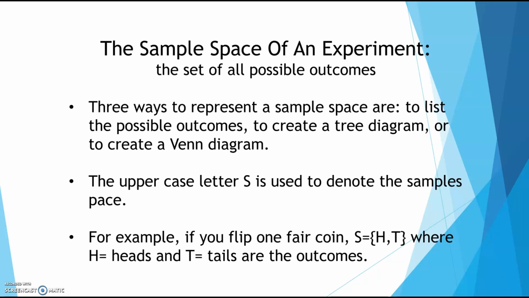Now, something called a sample space is a set of all the possible outcomes grouped together. What we use for this is an uppercase letter S. So that's going to denote that this is talking about the sample space for your experiment. Kind of like this right here, S is equal to heads and tails. That's every single possible outcome that you could have if you were flipping a fair coin.